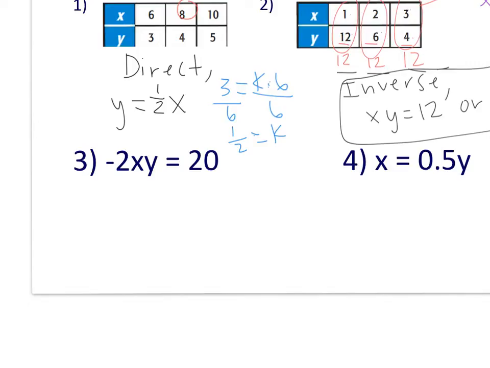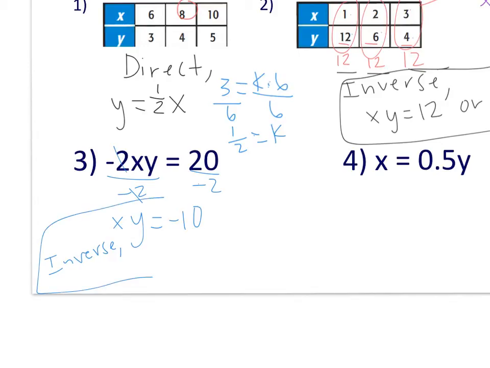Okay, number 3 is in the form of an equation. So as we look at number 3, we see negative 2xy equals 20. Well, this is almost already in the inverse variation form of xy equals k, except that we have that negative 2 in the way. So let's just get rid of it. Let's divide by it to get rid of it, to isolate x and y. And I get xy equals negative 10, and now we are directly in the inverse variation form. So I would write inverse, and the way to explain would be by writing the equation xy equals negative 10.